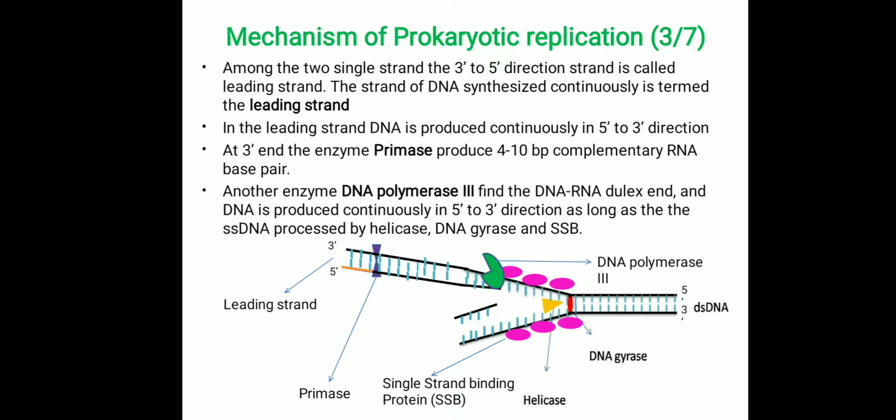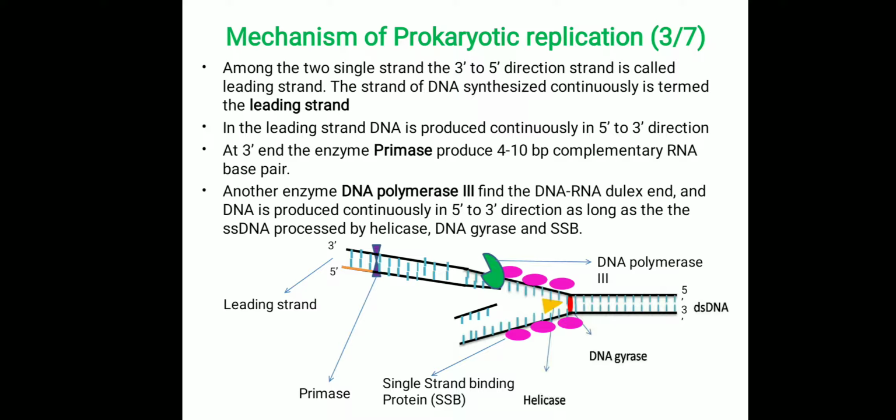In the leading strand of DNA, daughter DNA is produced continuously in the 5' to 3' direction. So the leading strand template runs 3' to 5', and the complementary strand is produced in the 5' to 3' direction.